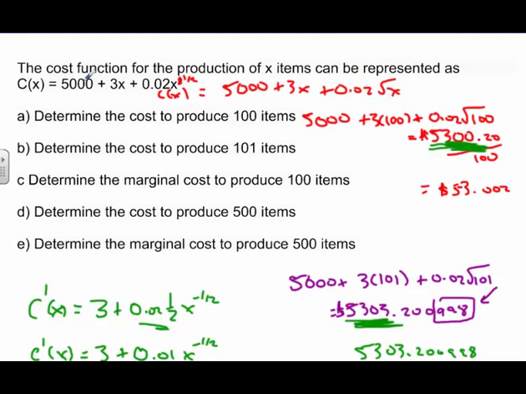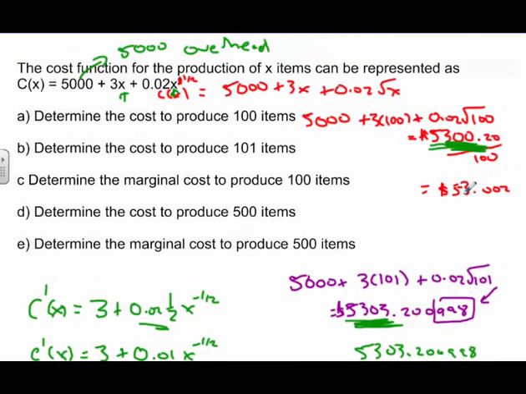The overhead cost in this example, by the way, is $5,000. That's kind of like your overhead. If you ever heard of that before in economics, that's how much you need to pay regardless. If no one purchases anything, you still got to pay $5,000. Right? That's your cost regardless. And then based on the item, that's where X comes in.